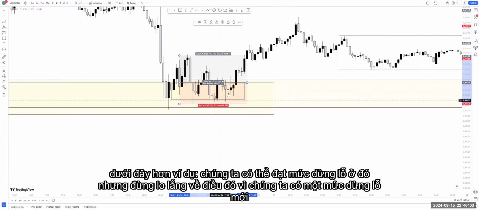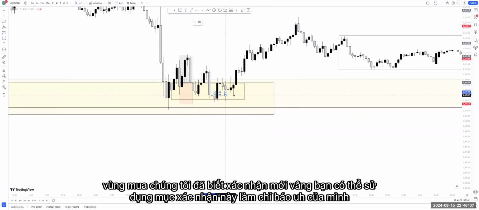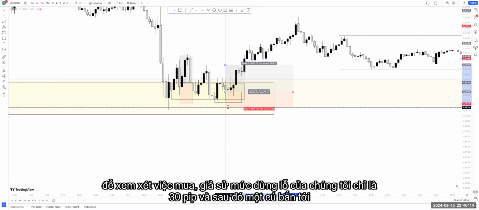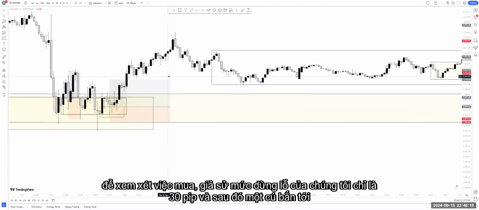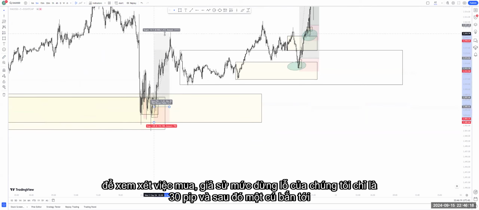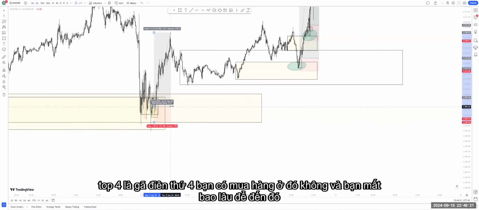We might hit the stop loss over there, but don't worry about that. Since we have a new buy zone, we have a new confirmation. You can use this confirmation entry as your indicator to take a buy. Look at that. Let's just say our stop loss is like 30 pips, and then, one shot to the top. Yeah, 4R.